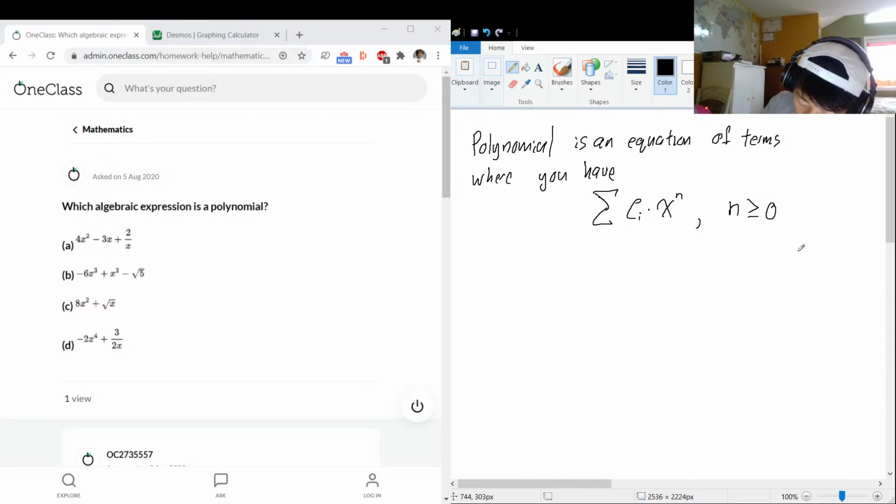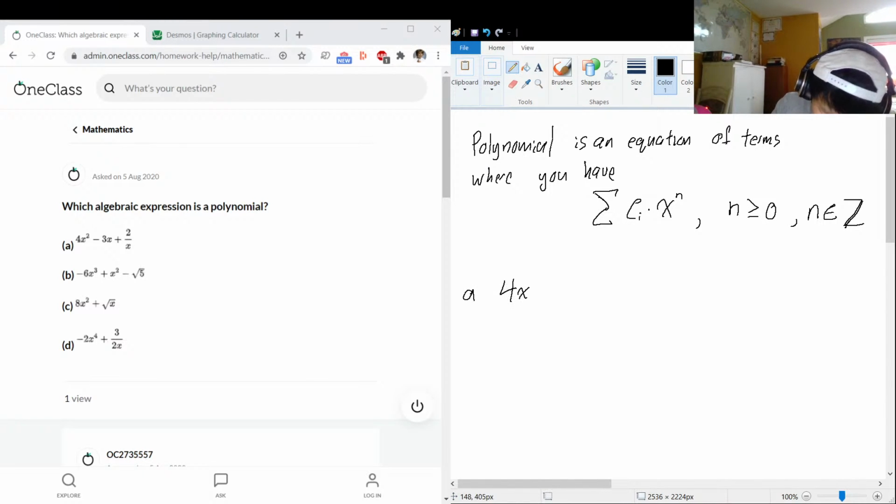Oh, and also, n is an element of the integers. This Z is often used in mathematics to represent integers. That just means we can't have something like x to the power of 0.221. You have to have regular whole non-decimal numbers in the power. Okay, so let's take a look at our options and see what we can disqualify here.